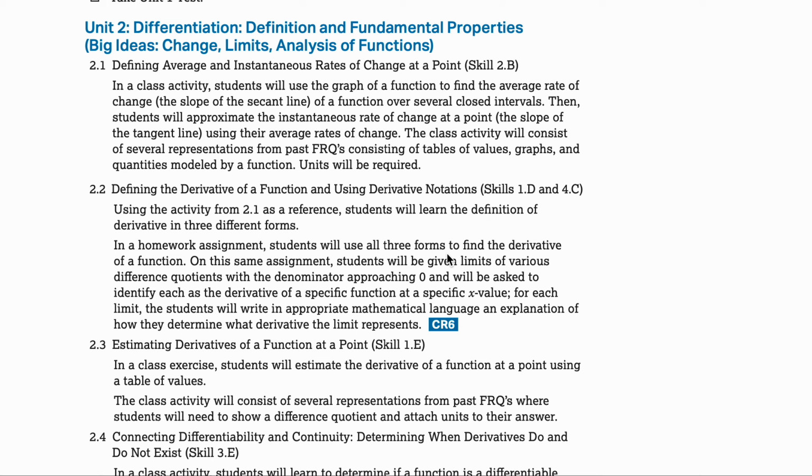A lot of my students wonder why we even did limits at all, because once you learn the easier way, you just feel like it's so much easier. But anyways, 2.1, defining average and instantaneous rates of change. Average rate of change is literally just your Algebra 1 slope formula, y2 minus y1 over x2 minus x1. Instantaneous rate of change is where you take the derivative and find the slope at that specific point.